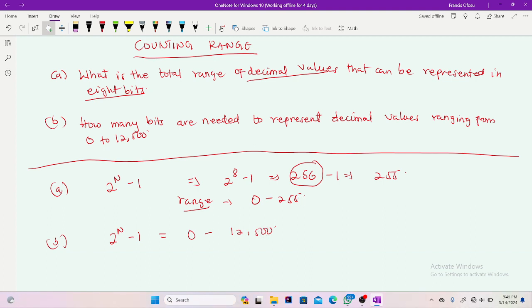So with this one, I can simply add 1 to my number and I'll have 2 to the power n equal to 12,500 plus 1. So meaning that n will give us this expression here. Okay, so in microprocessors, we normally use multiples of 2: 2, 4, 6, 8, 12, 14, 16, and the rest. That is the usual progression for the numbers we use for microprocessors.